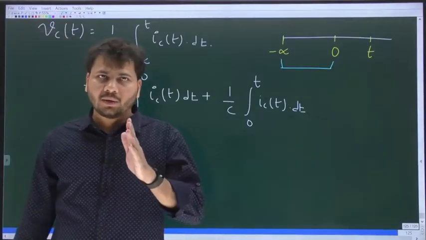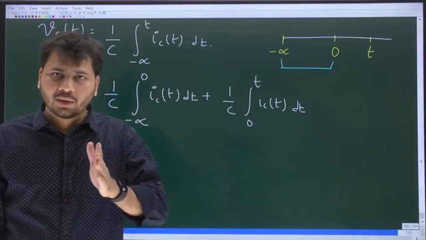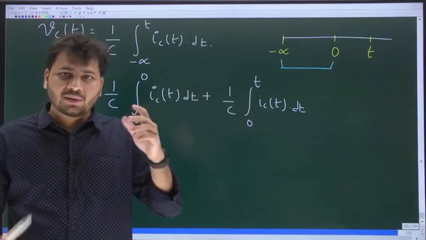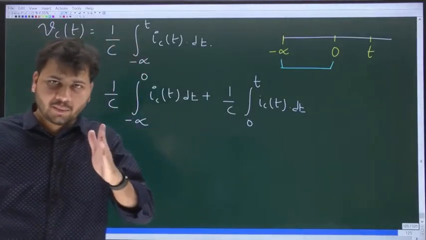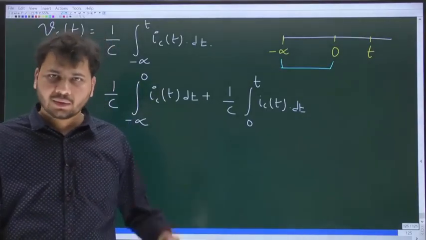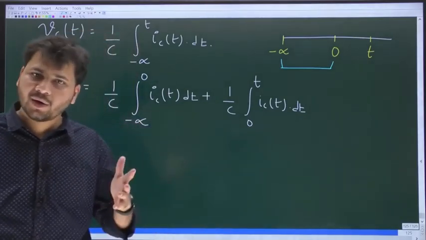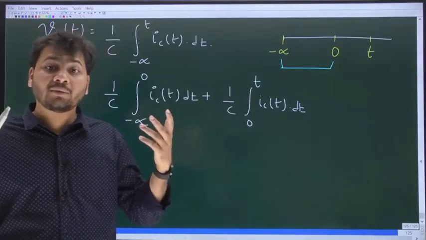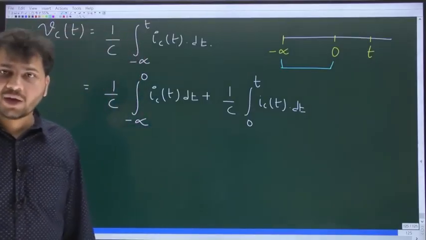See, if you are born today, whatever happened before you were born, is it not history for you? Yes or no? If somebody is born today, whatever happened till yesterday is history. In the same way, our circuit starts at t equal to 0. So whatever happened to the capacitor for t less than 0 is like the history of the capacitor.